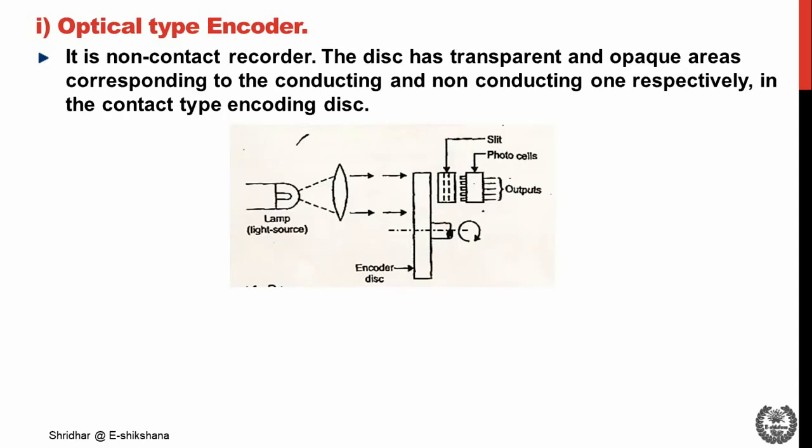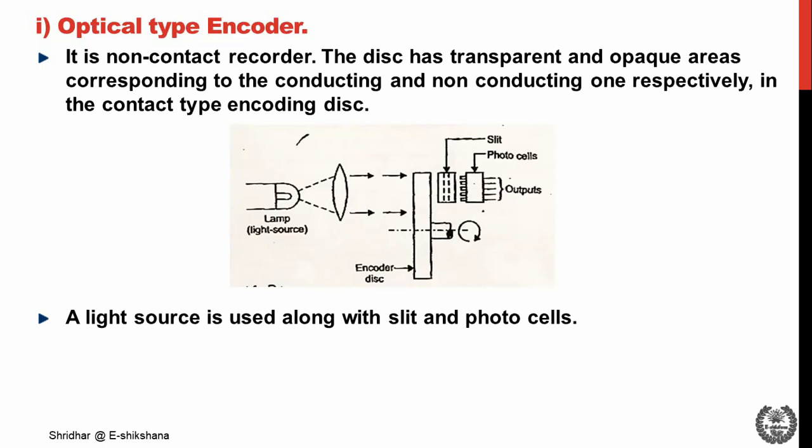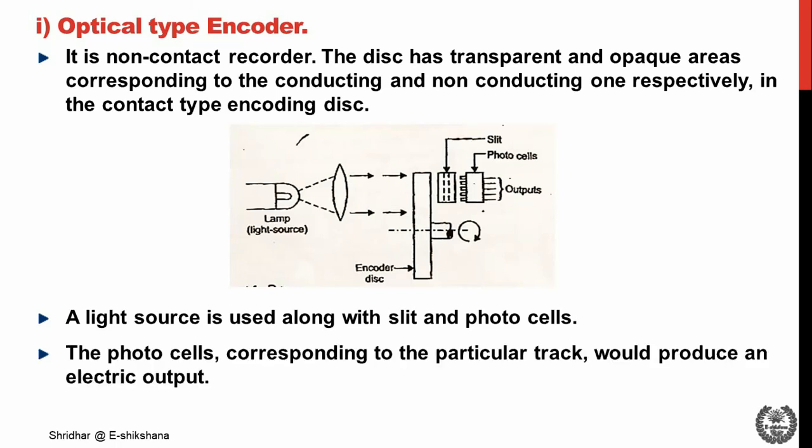The disc has transparent and opaque areas corresponding to the conducting and non-conducting areas respectively in the contact type encoding disc. A light source is used along with the slit and the photocells. The photocell corresponding to the particular track would produce an electric output if the transparent portion is in front of the slit and the light source, giving the on state or logic 1, while no electric output from the cell would correspond to the off state or logic 0.